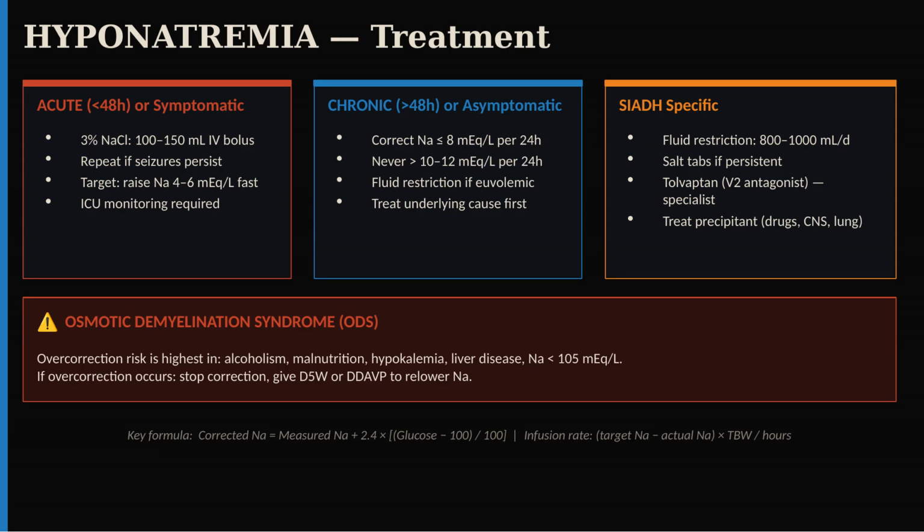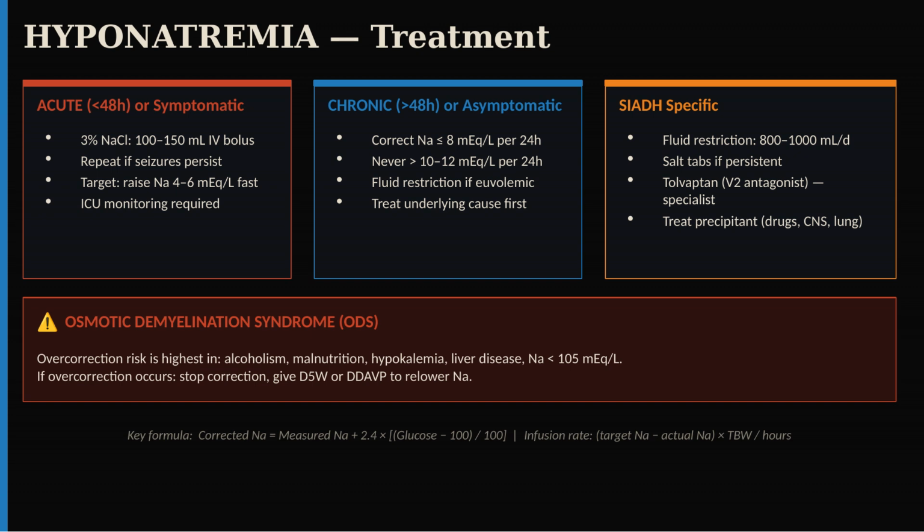Your highest-risk patients are alcoholics, the malnourished, the hypokalemic, those with liver disease, or anyone with a sodium under 105. Here's the part people don't know. If you realize you've overcorrected, it's not over. You can actively relower the sodium with D5W or DDAVP and rescue the patient.